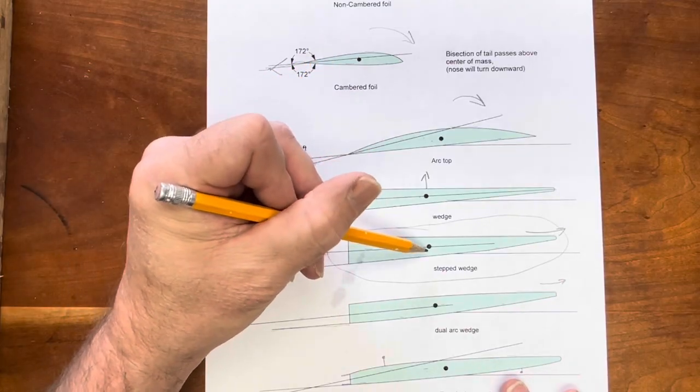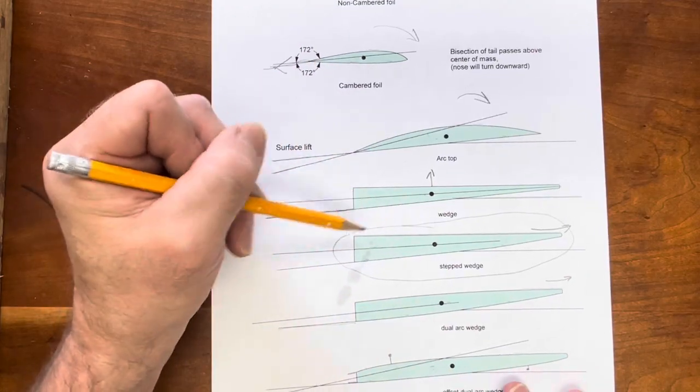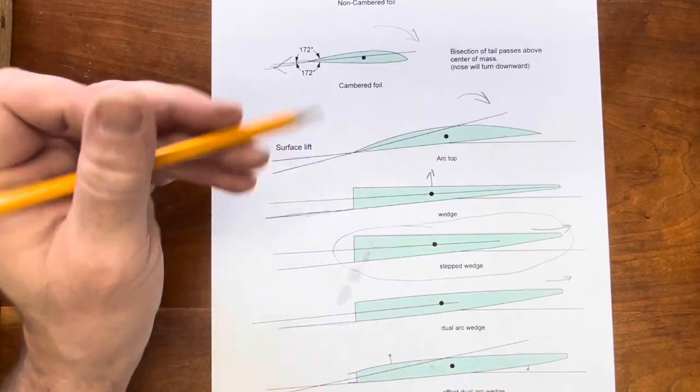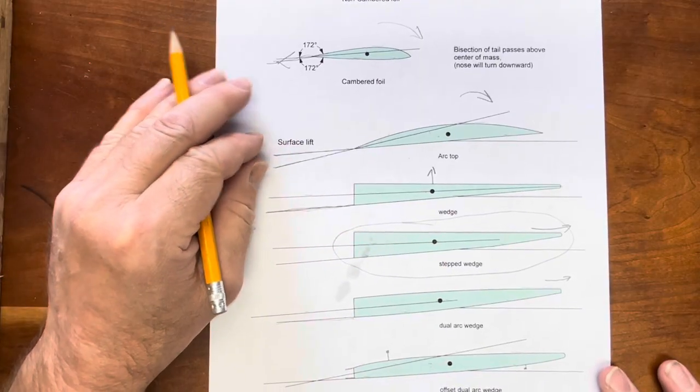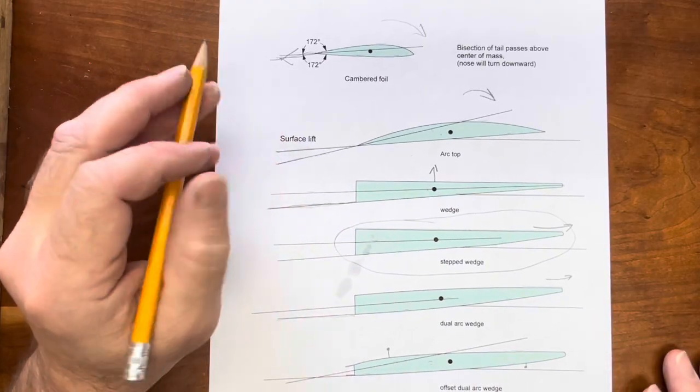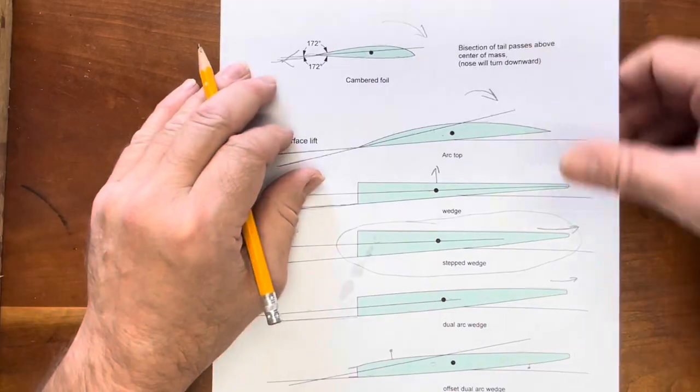So anyway, that is the way I analyze. That's one way to analyze the shape of a foil and what it will do underwater. One more thing.